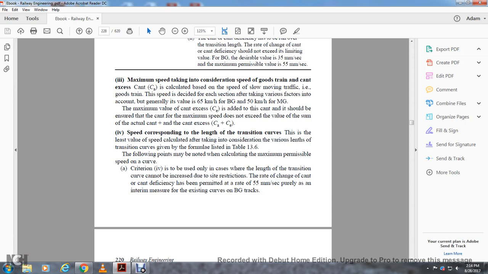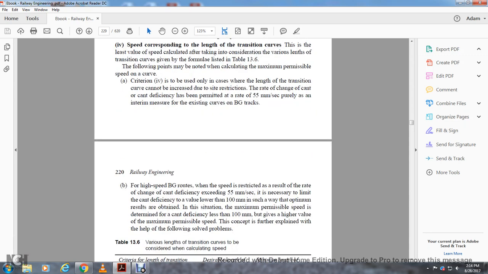Given the formula 13.6, the following points may be noted in the calculation of maximum permissible speed on the curve. The criterion is to be used only in the case of the length of the transition curve being increased due to the restriction on the rate of change of cant and cant deficiency, to be permitted at the rate of 55 millimeters a second purely as an interim measure on existing curves of the broad gauge tracks.